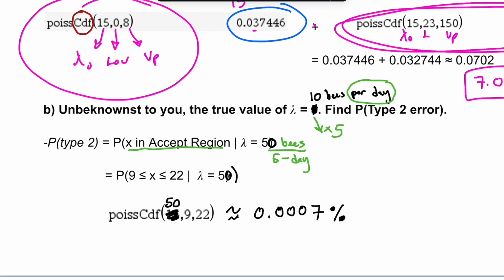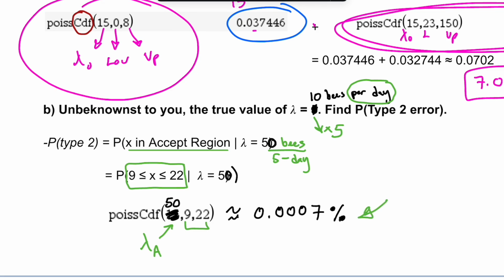The probability of a type 2 error is the probability that your sample, how many bees you counted over 5 days, fell into the acceptance region, given that you actually have a different lambda here. And that acceptance region is between 9 and 22 bees. And when you type that into the calculator, you can see I made some silly mistakes here, but you're going to enter the alternate lambda given in the problem. Your acceptance region is right there.